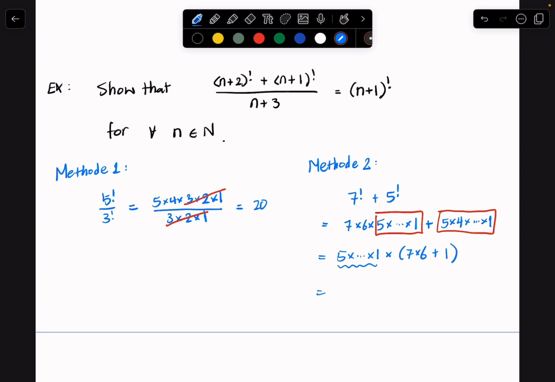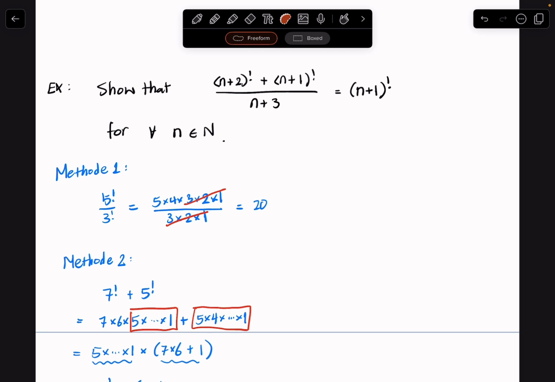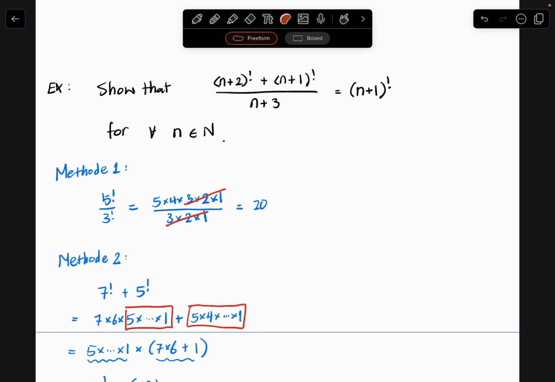And we notice that the common factor is just 5 factorial. And what's in the bracket is easy to compute, which is just 43. So our method 2, which is common factor, works pretty well if we're adding or subtracting 2 factorials. Okay, now let's keep these 2 methods in mind and try to solve this question.